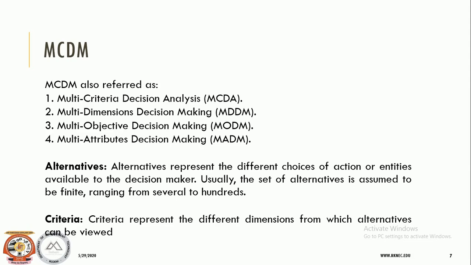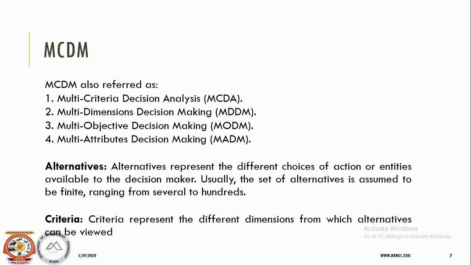Now the criteria represent the different dimensions from which alternatives can be viewed. If we consider the same example of mobile, then the criteria may be RAM size, memory size, camera, price, antivirus software, free service, and brand. There are n number of criteria that you can consider, but we should remember that criteria should not be dependent on each other.